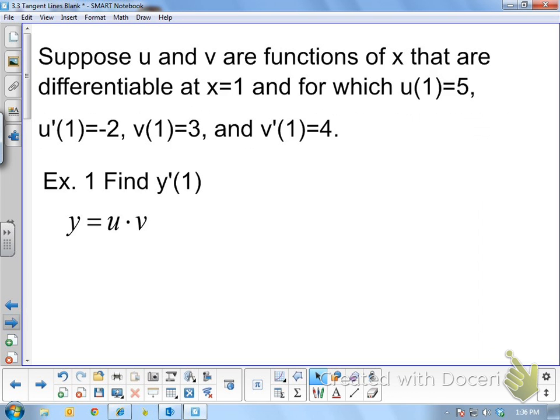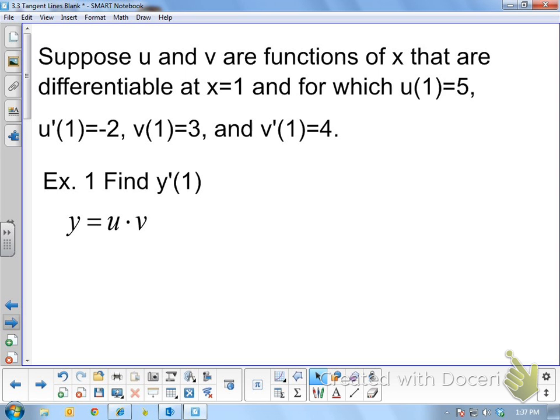Okay, so we're actually going to start with our second goal, solving derivatives using numerical values. So if we know two functions, u and v, they are functions of x, and we know some of the values, we know u of 1 is 5, u prime of 1 is -2, v of 1 is 3, and v prime of 1 is 4.